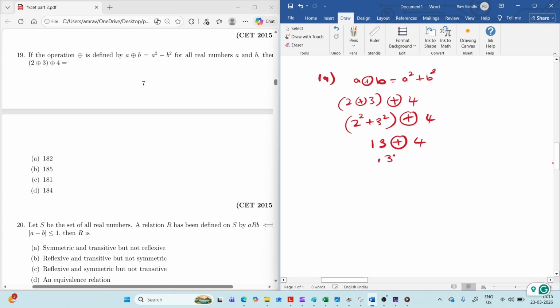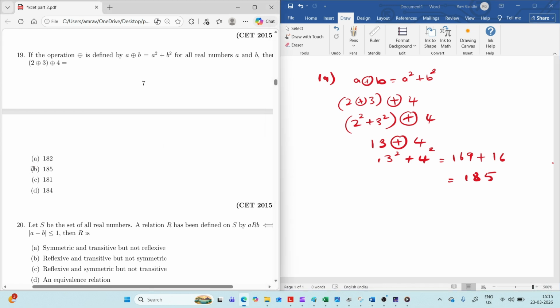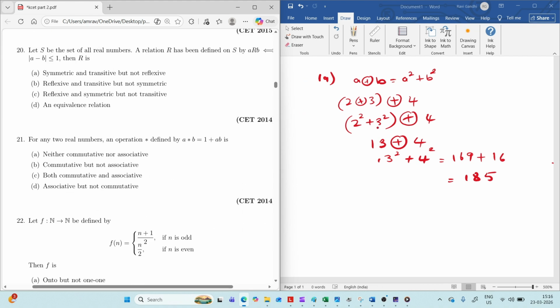It will be 13 square plus 4 square, which is 169 plus 16, which gives you 185. So which is the right option? Option B is the correct one. So moving on to the next question, an interesting question basically.